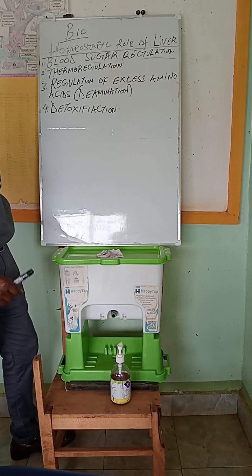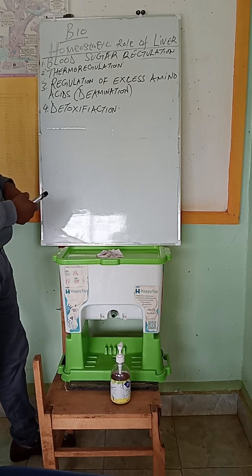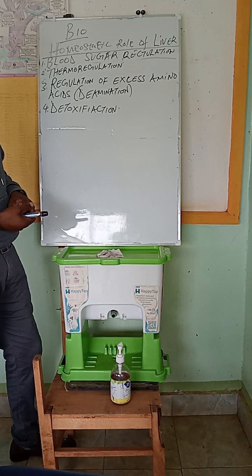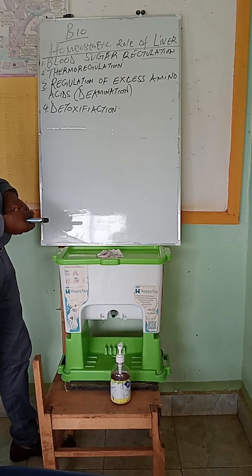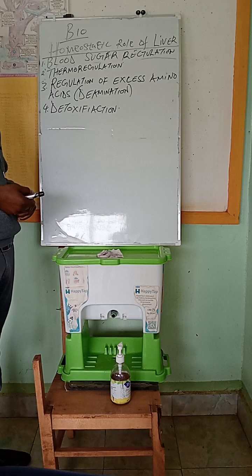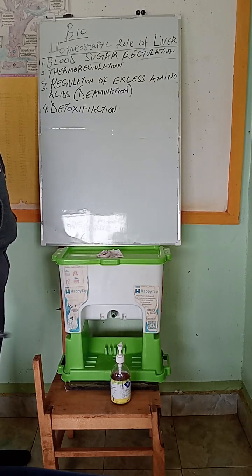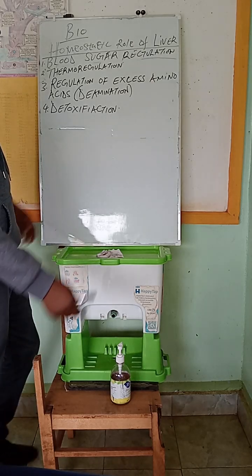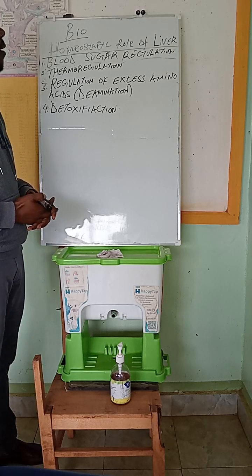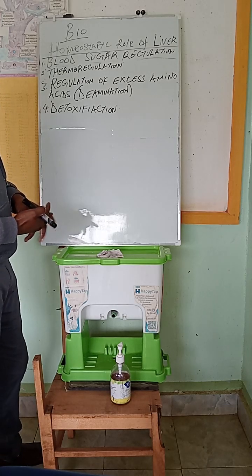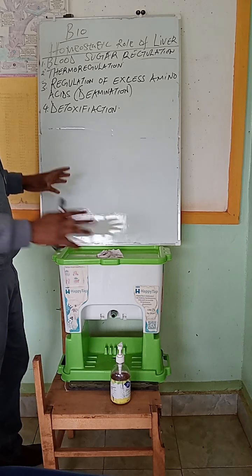Our body temperature should be maintained at 37 degrees Celsius. Anything away from that, our enzymes within our bodies will be affected. In case the temperature is low, enzymes will be inactive. When the temperature is high above normal, our enzymes will be denatured. So it should be maintained at 37 degrees Celsius.